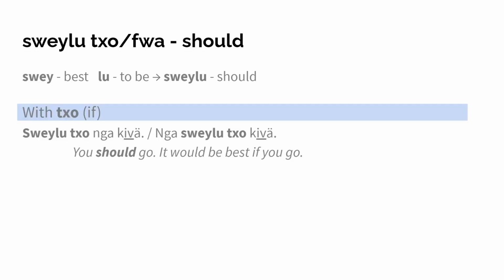Next, let's look at sweylu-to or sweylu-hufwa. Should. Swey means best, lu is to be, so sweylu becomes literally to be best, should. We have two different ways we can use it. First of all with to, if. Sweylu-to nga kiwe or nga sweylu-to kiwe. So the nga can be either before the sweylu or in the clause after the sweylu-to. And then it could also be sweylu-to kiwe nga. So the nga can basically be anywhere. You should go. It would be best if you go, literally.